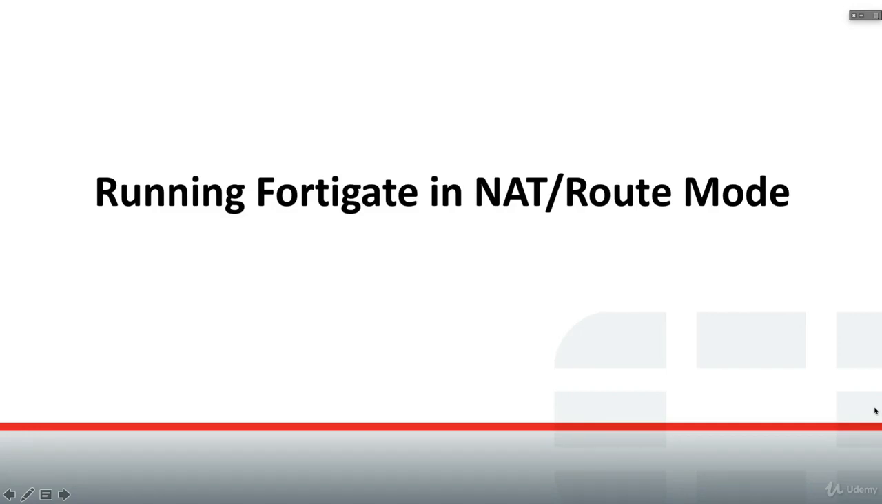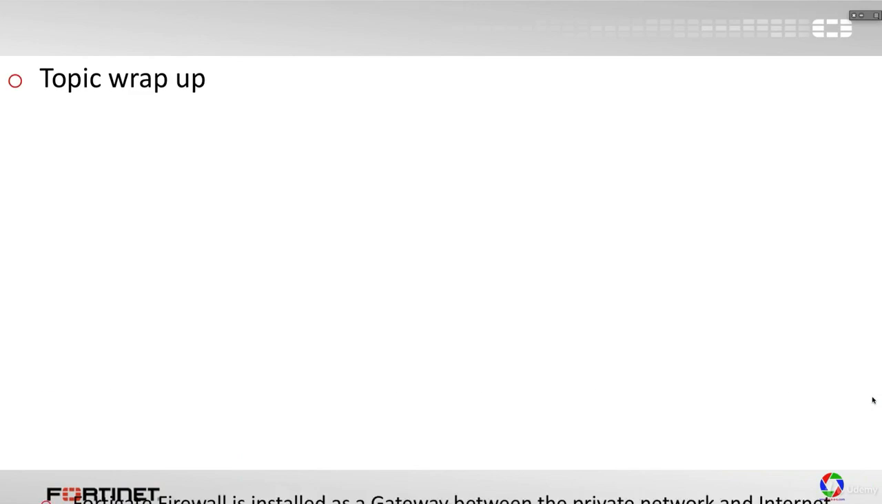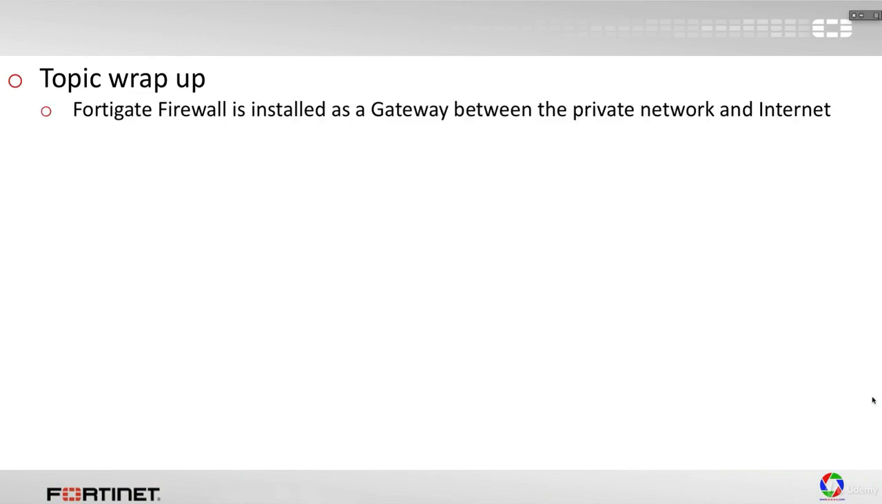In this session, we are going through running Fortigate in NAT/Route mode and basically doing a topic wrap-up. So we've seen that in this configuration that we have just finished, the Fortigate is installed as a gateway or router between a private network and the internet. And by using NAT, the Fortigate is able to hide the IP addresses of the private network.